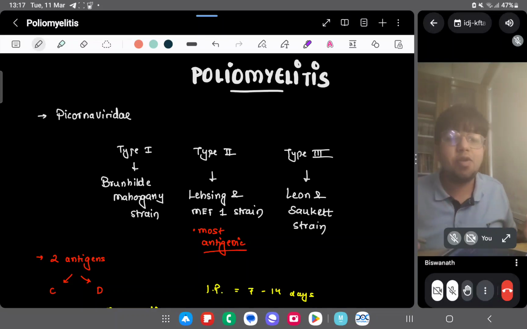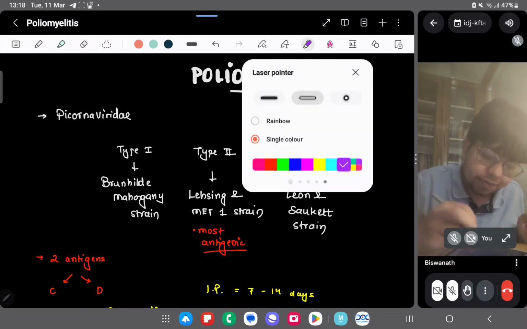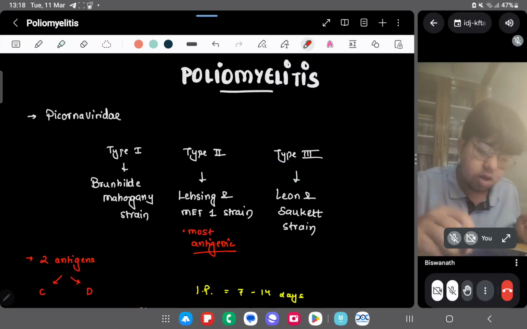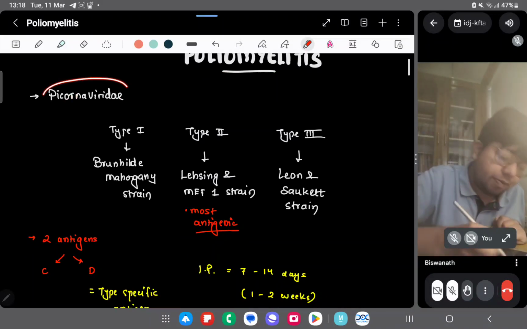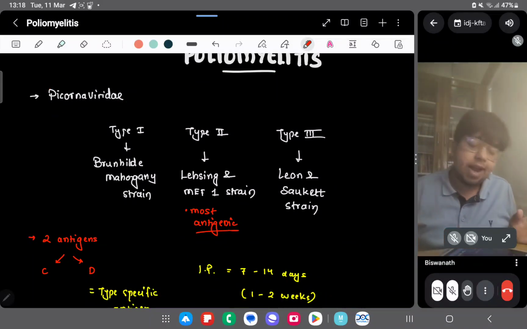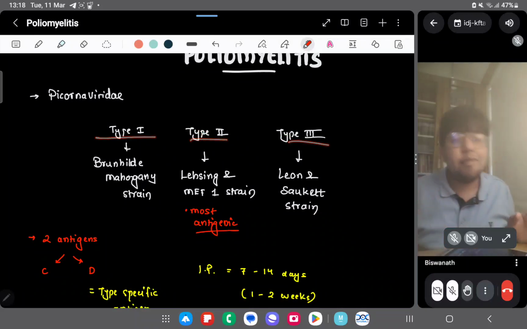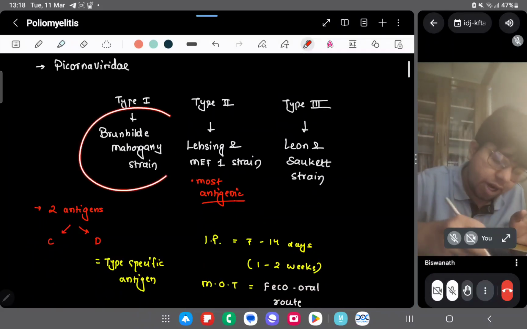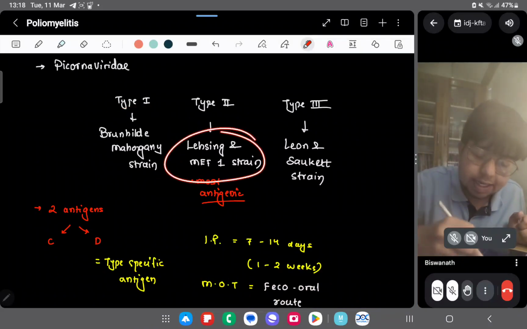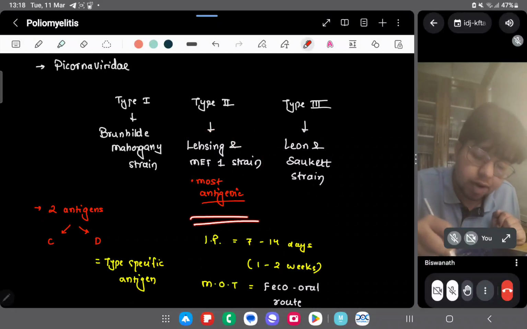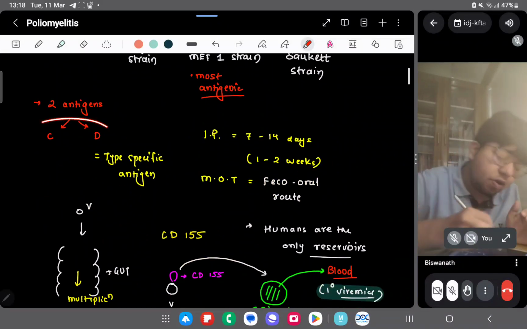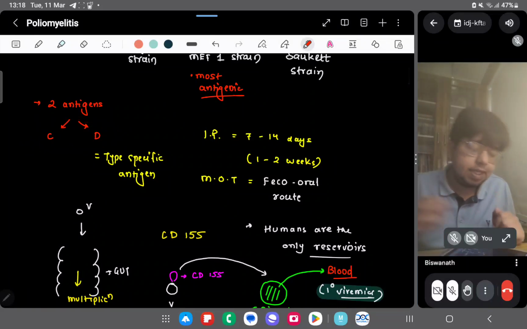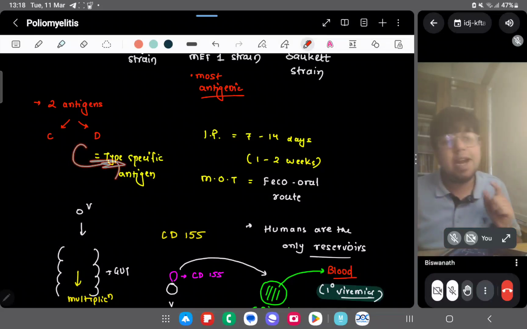Okay, what I told you, we'll quickly see. Poliomyelitis is caused by a virus of the Picornaviridae family. You can have type 1, type 2, and type 3. Type 1 is the Brunhilde, Mahoney strain. Type 2 is the Lansing and MEF1 strain, the most antigenic one. And type 3 is the Leon and Saukett strain. Two antigens are there, C antigen and D antigen. C is the capsid antigen, D is the dense antigen. D antigen is the type-specific antigen, right?